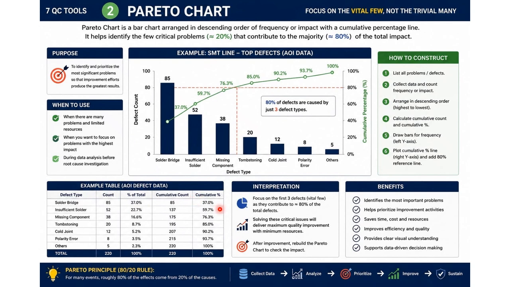To create a Pareto chart, first collect defect data using a check sheet, arrange the defects in descending order, calculate the cumulative percentage, and then plot both the bars and the cumulative line. A Pareto chart is widely used in quality assurance, manufacturing, Six Sigma, lean manufacturing, and root cause analysis because it helps teams prioritize actions, improve efficiency, and make data-driven decisions. Remember, don't solve every problem first. Solve the most important problems first.